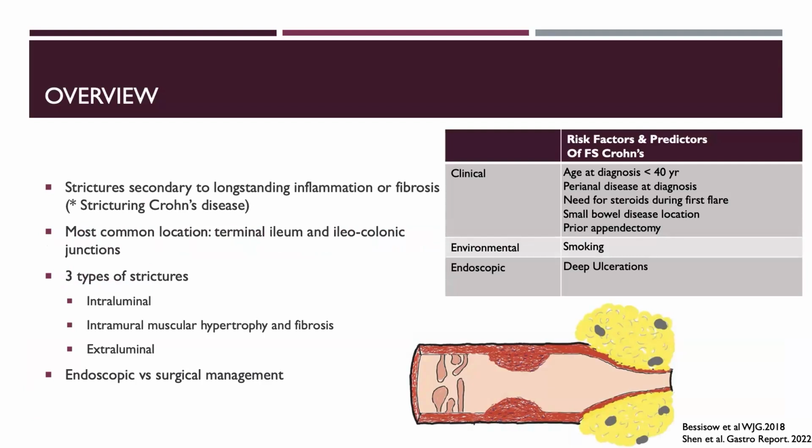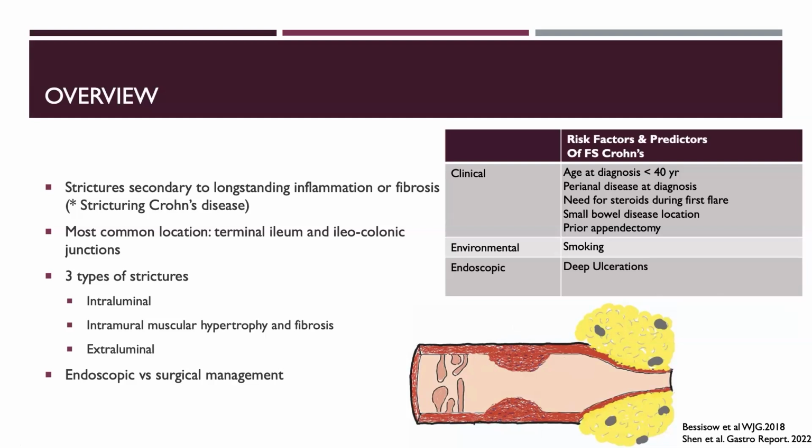And there are 3 types of strictures here. You can see this great drawing in this Best report. The first one is intraluminal, so you have these inflammatory, pedunculated polyps. Then you have a second type of stricture in fibrostenotic Crohn's disease, which is this intramural muscular hypertrophy and fibrosis stricture, in the middle here. And then you have a third type of stricture, which is extraluminal constriction secondary to creeping fat and lymph nodes.